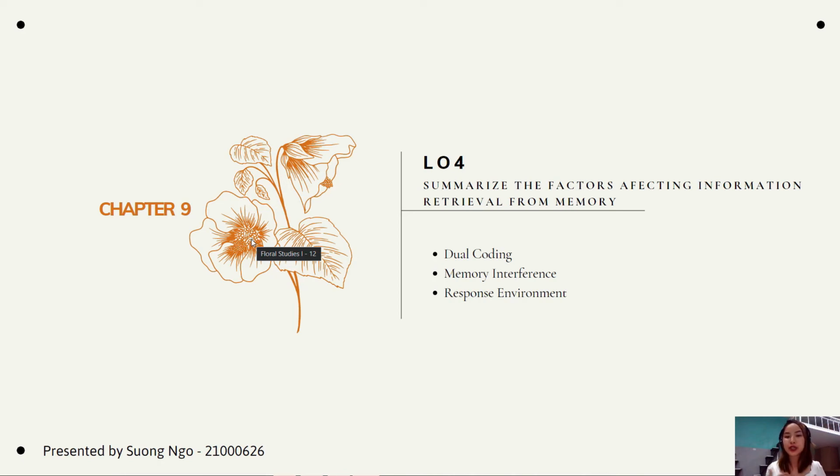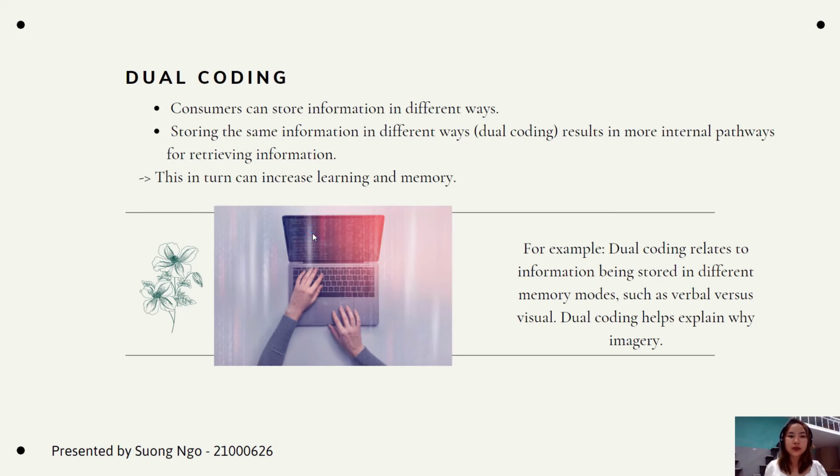And now I would like to continue to talk about the next 3 parts: dual coding, memory interference, and response environment. So first of all is dual coding. Consumers can store information in different ways. Storing the same information in different ways results in more internal pathways for retrieving information.